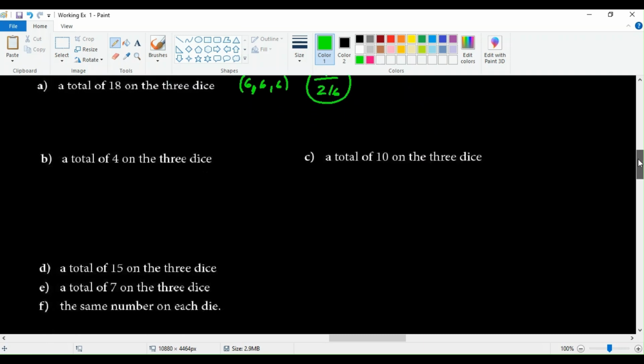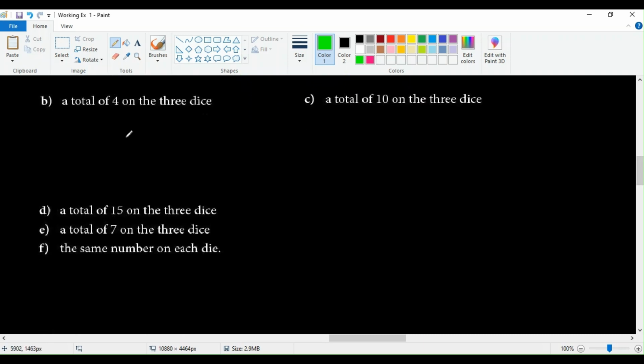When it comes to having a total of 4 on 3 dice, the first possibility is 1, 1 and 2. The second possibility is 1, 2 and 1. And the third possibility is 2, 1 and 1. So that means 3 outcomes out of 216. Once we simplify, it's going to be 1 over 72.